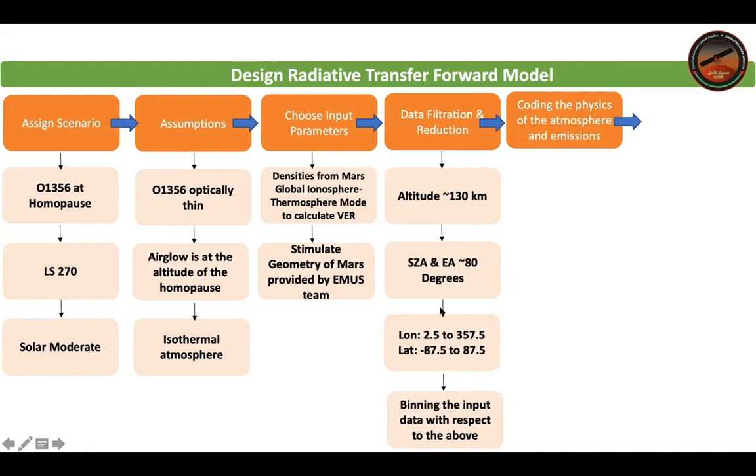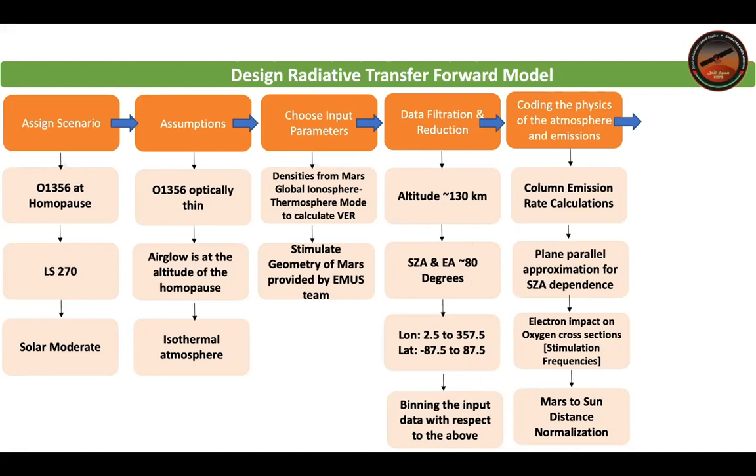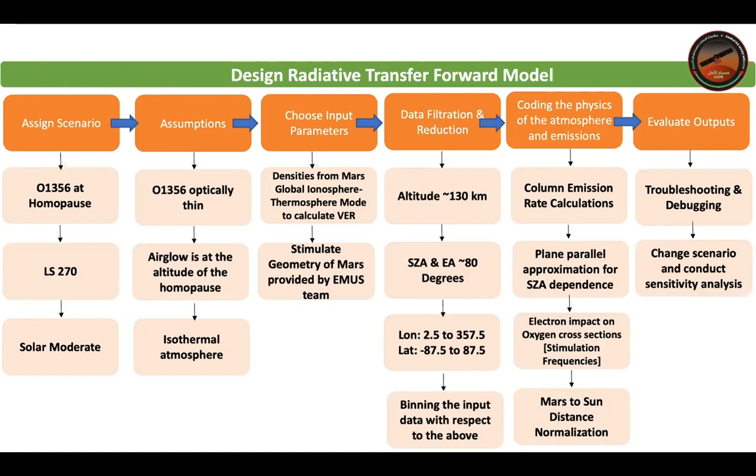So adding the physics part to the model, column emission rate calculations, we used the plane parallel approximation for the solar zenith angle dependence. We added something that we didn't have before in the toy model, which is to be able to calculate everything. We needed electron impact on oxygen cross sections and excitation frequencies. We also did Mars-to-Sun distance normalization through all our inputs to make sure that everything was consistent. Again, we evaluated our outputs, troubleshooting and debugging, which is part of anything that deals with coding. We changed the scenario and conducted different sensitivity analyses to see what kind of results we produced.